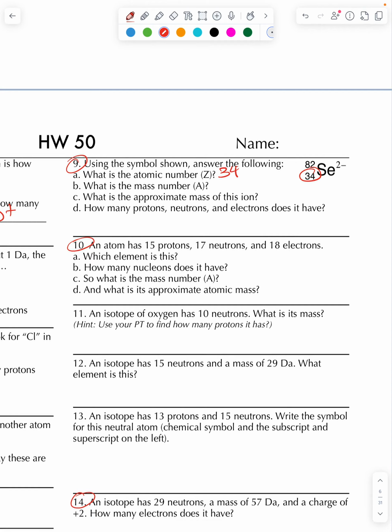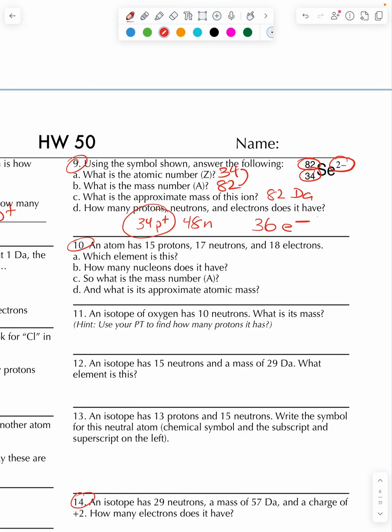So that's the atomic number. What is its mass number? 82. What is the approximate mass? 82 Daltons. Pretty easy. How many protons, neutrons, and electrons does it have? 34 protons. That's the atomic number. Neutrons is the mass number minus the atomic number. So what is that? 48. And for the number of electrons, notice it's charged minus 2. So if it has 34 protons but is charged minus 2, it must have 36 electrons. I hope that makes sense.